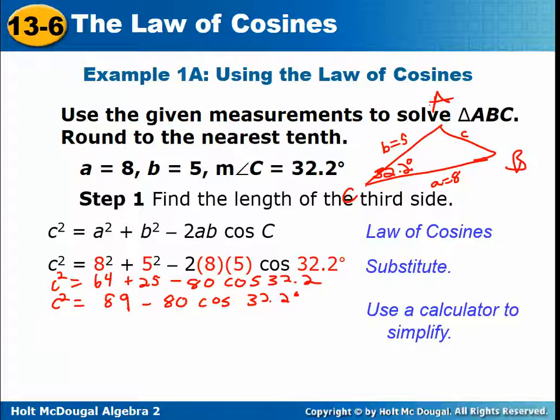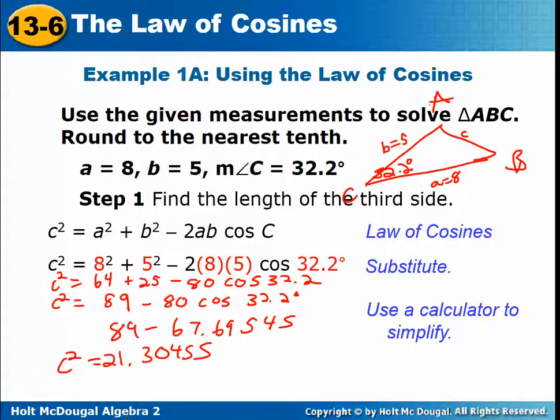So I'm going to take the cosine of 32.2. Cosine of 32.2 is equal to 0.846, and now I'm going to multiply that by 80. Okay, so here's what I got when I took 80 times the cosine of 32.2. I got 67.69545, etc. So now I need to take 89 minus that. So 89 minus 67.69545 is 21.30455. Now that's c squared.